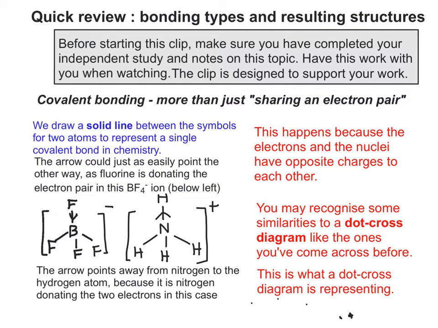So the arrow could just as easily point the other way, as fluorine is donating the electron pair in this BF4- ion below left.